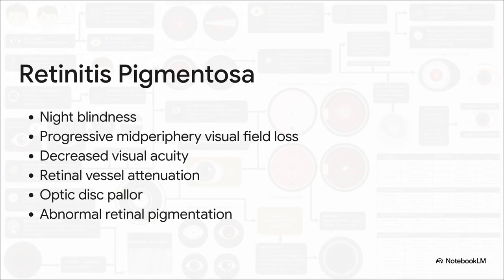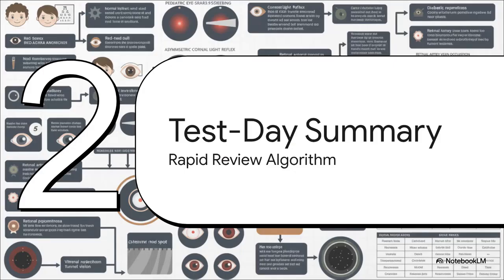Your test date clues for retinitis pigmentosa are highly specific, so pay attention. Look for night blindness as an early indicator, followed by progressive peripheral visual field loss, specifically in the mid-periphery. Upon fundoscopic exam, you're going to see retinal vessel attenuation, optic disc pallor, and abnormal retinal pigmentation. All right, let's bring it all together for a rapid test day summary. To ensure maximum retention before we finish up, let's do a quick callback and re-cement this whole algorithm.